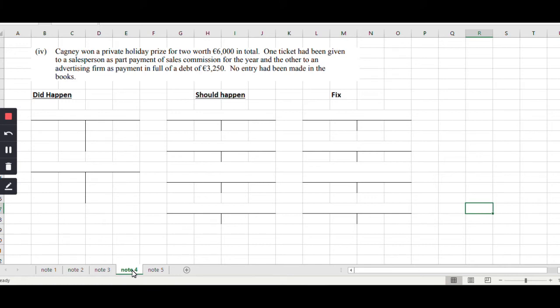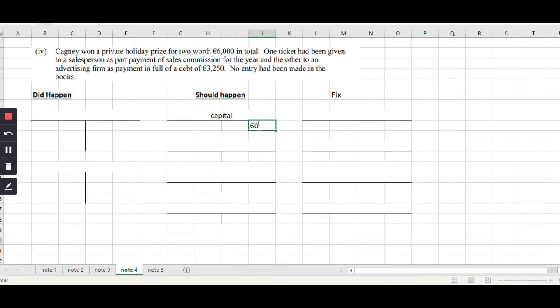So just be careful here. The advertising firm is payment in full of a debt. Okay? Payment in full of a debt. We are not dealing with advertising here. We are dealing with a creditor, someone we owe money to. So, first of all, capital.